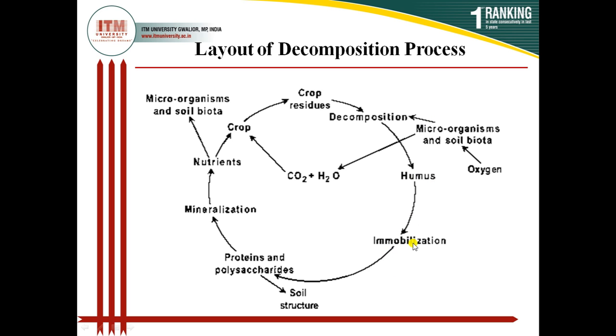The microbes which work over it utilize it and convert it into protein and polysaccharides. These proteins and polysaccharides are added into the soil and improve the soil structure, and again microbes work over it and mineralize it. When these microbes mineralize it, it is converted into nutrients, and these nutrients are available to the crop. Again the crop gives crop residue, and the decomposition process continues, passing through humus, immobilization, and protein. Because it is a microbial protein, it is a simpler form of protein, it will mineralize very easily, and it is available to the plant and the crop is produced.